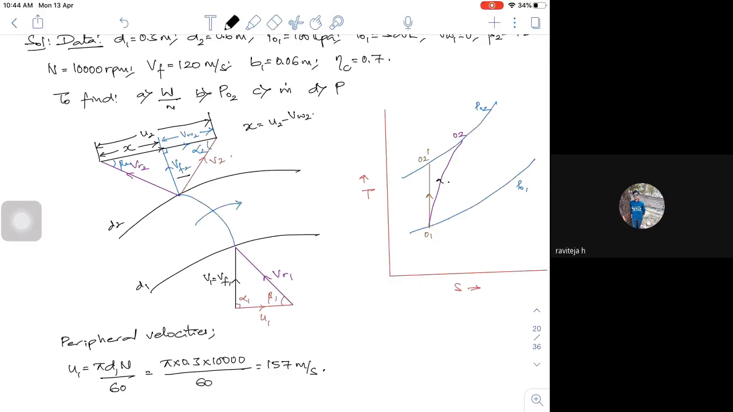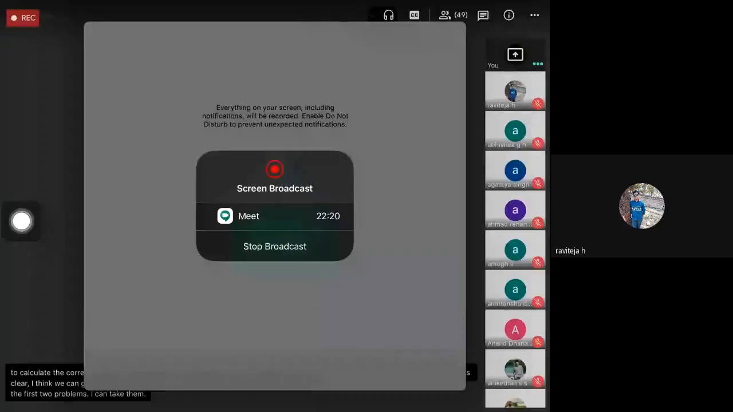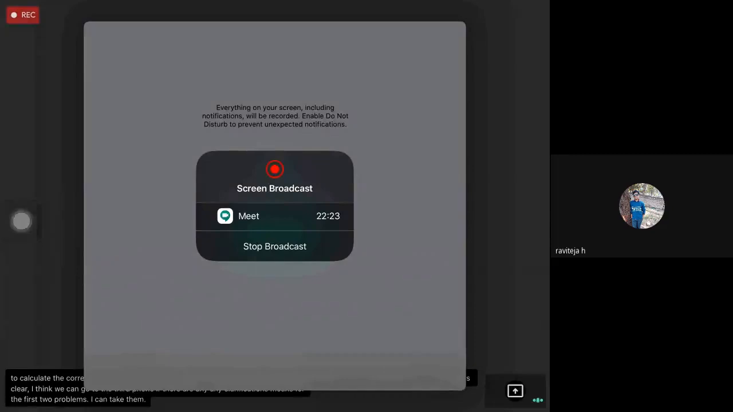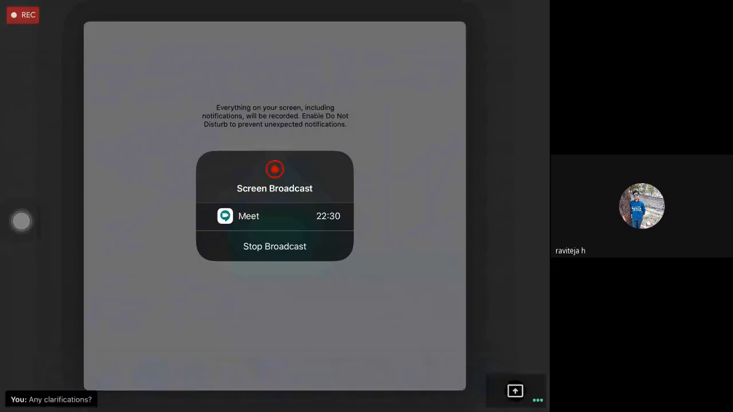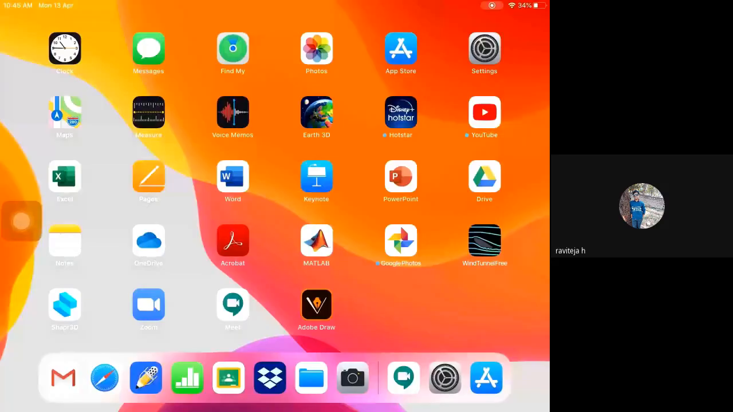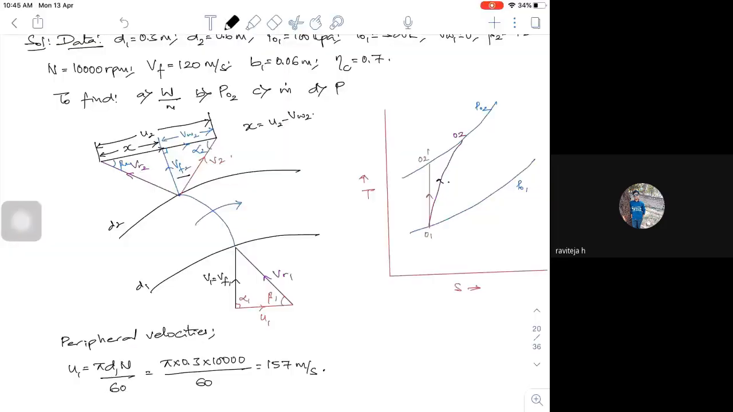If everything is clear, I think we can go to the third problem. If there are any clarifications for the first two problems, I can take them up. Any clarifications? If there are no clarifications, I will go to the next problem. Right. Okay. Let's move to the next problem.